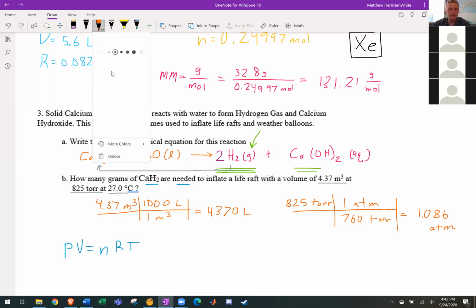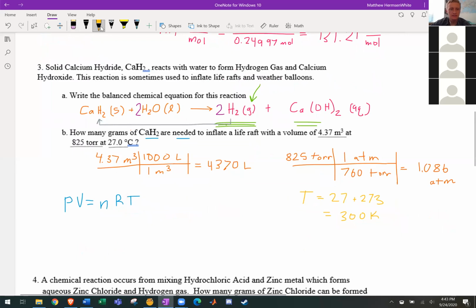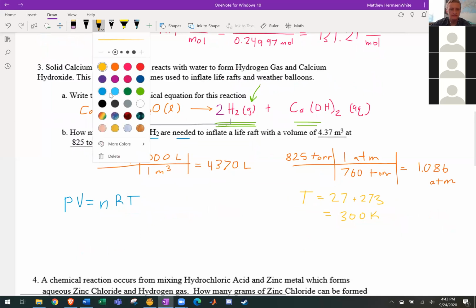And then for temperature, temperature is going to be equal to 27 plus 273. So that's going to be, I think, a nice round 300 Kelvin. Okay, so we got our correct units, and now we're going to put this into our PV = nRT equation.